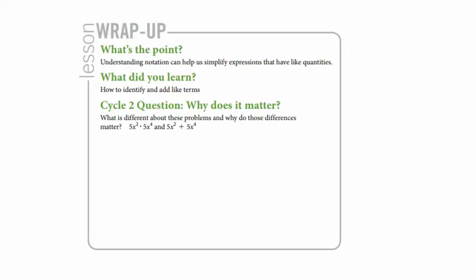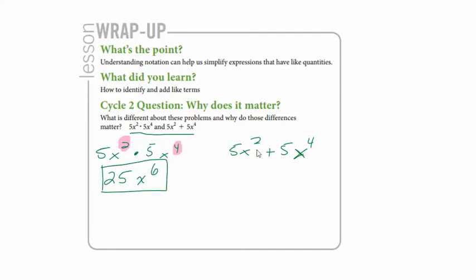So on the last page in the wrap-up here, I really want to highlight this right here. What is the difference between 5x squared times 5x to the 4th and 5x squared plus 5x to the 4th? So last section we looked at multiplying, and when you're multiplying, you're going to multiply the 5 times the 5, and then you add the exponents. X squared times x to the 4th is x to the 6th.